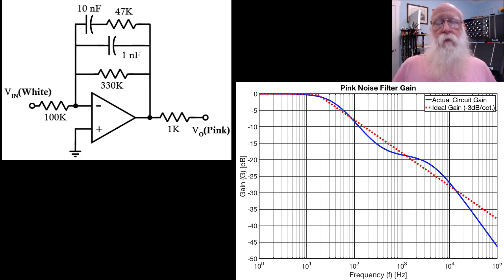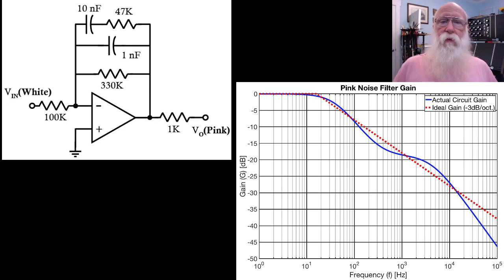Now, this is not going to be exact. It will depend on exactly what the amplitude of your white noise input signal is, and if you modified the filter network and the feedback loop, then you might need to modify that input resistor as well. But 100K will get us pretty close.